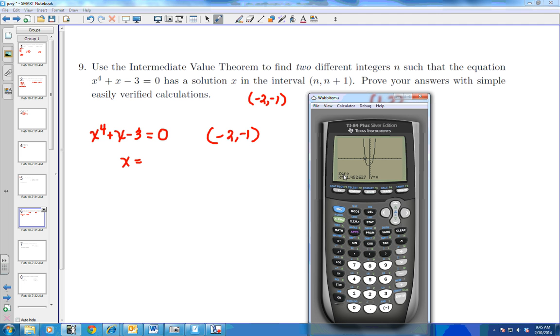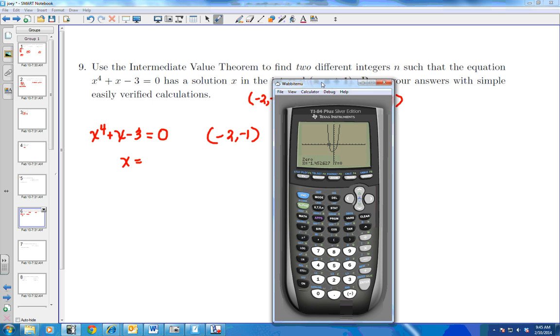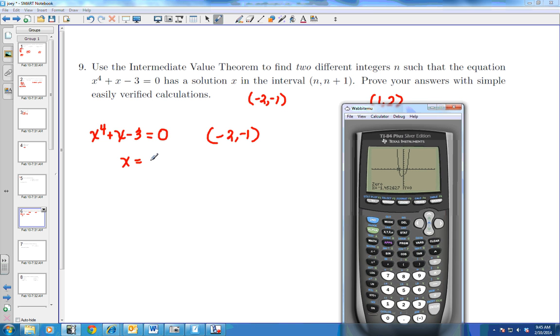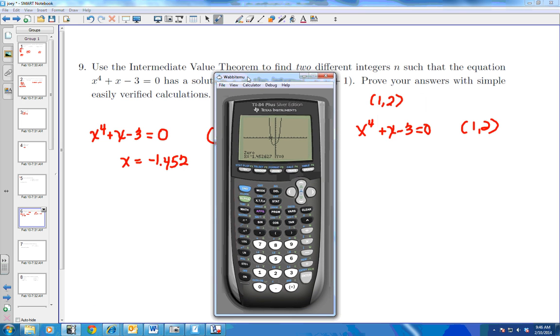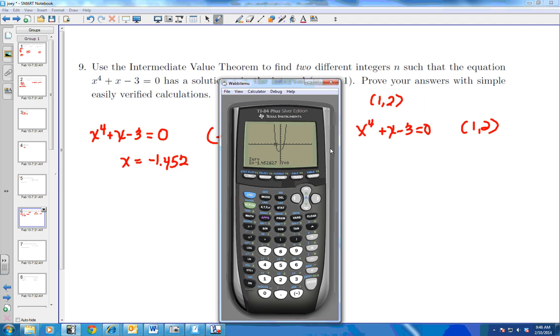And right here is where it tells us where it actually crosses. It crosses at -1.452. Now, here's the problem. It says two different integers. -1.452 is not an integer, so I don't know if he's just wanting these two numbers. So I'm going to write that -1.452 is where it crosses between -2 and -1. And then I'm going to do the same thing here. He may want you to do this a different way. It's kind of hard to know what he wants when you're not there. But now I know it crosses between 1 and 2 again.